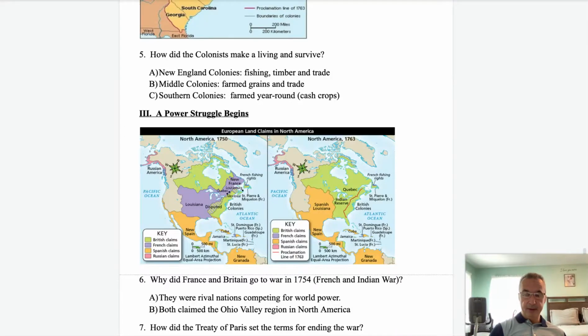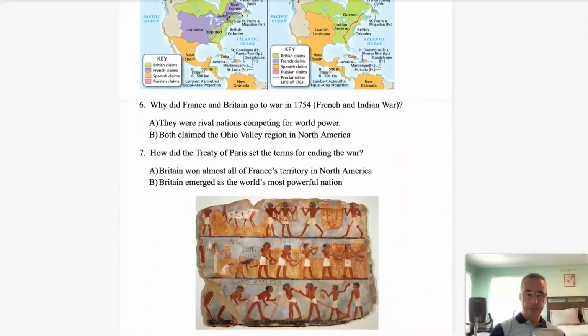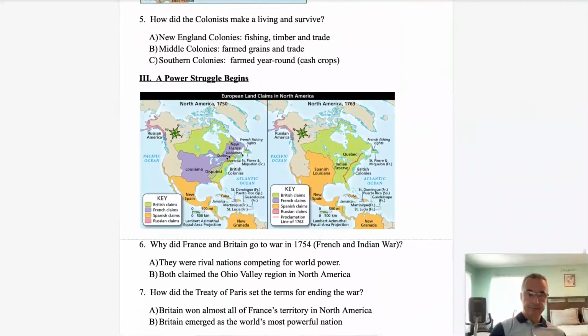7. How did the Treaty of Paris set the terms for ending the French and Indian War? Britain won almost all of France's territory in North America, and Great Britain emerged as the world's most powerful country as a result of this victory. And we'll move on to 11.5 in a moment.